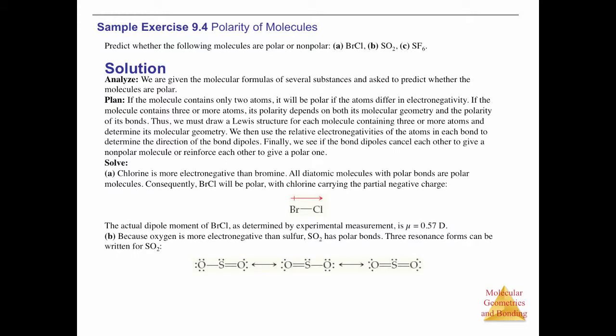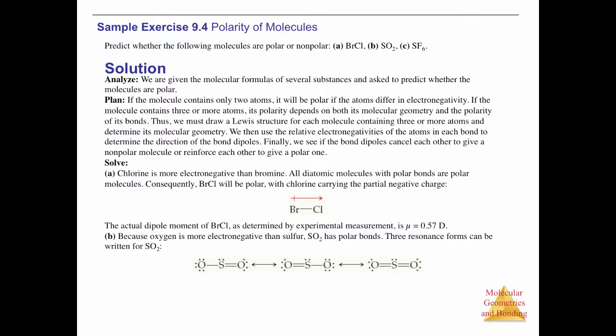So for A, we have BrCl. Chlorine is more electronegative than bromine. All diatomic molecules with polar bonds are polar molecules. Consequently, BrCl will be polar, with chlorine carrying the partial negative charge. It is suggested that you reflect back on the Pauling electronegativity scale to see exactly what the numbers involved here are. The actual dipole moment of BrCl, as determined by experimental measurement, is 0.57 debye.